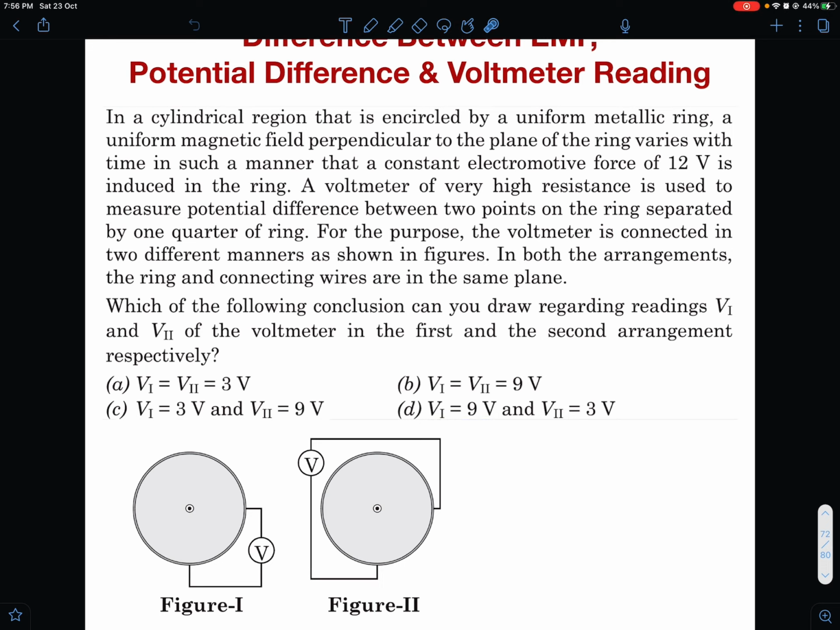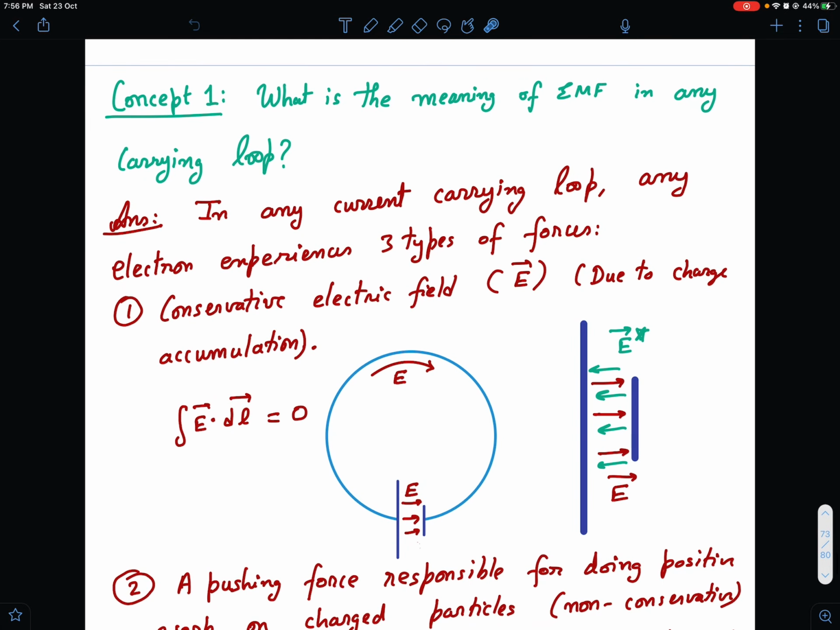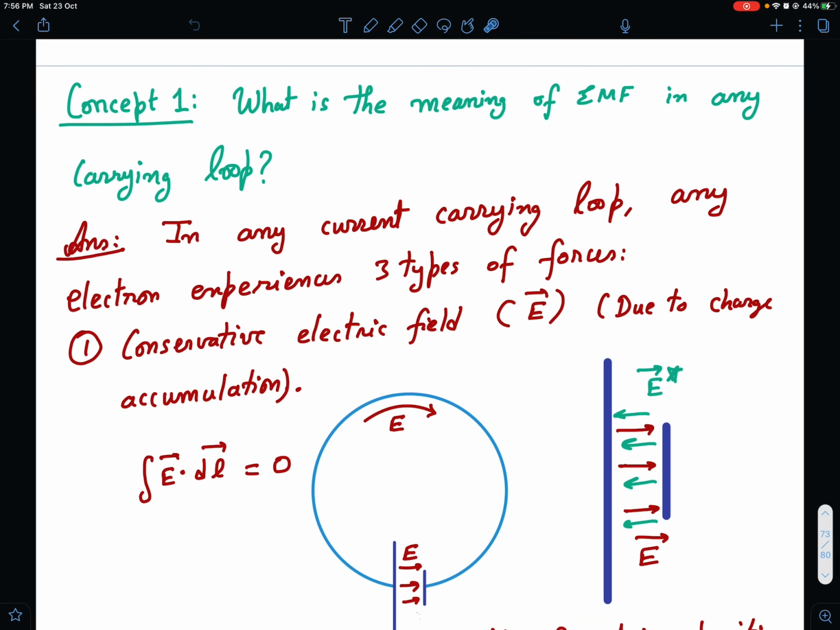So let's first of all get into the concepts. The first concept is, what is the meaning of EMF in any current carrying loop? Let me write the words current carrying loop. So in any current carrying loop, what do we mean by EMF?